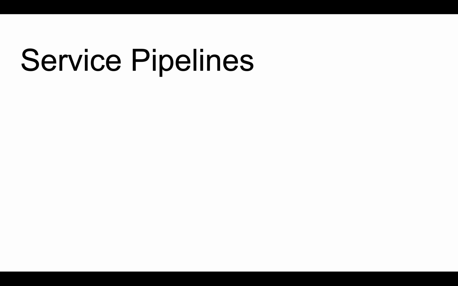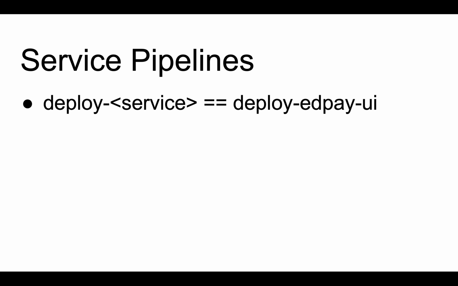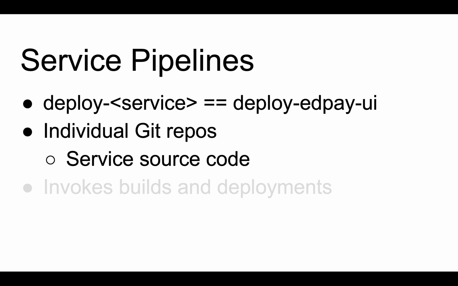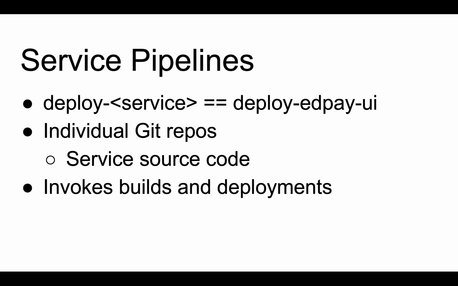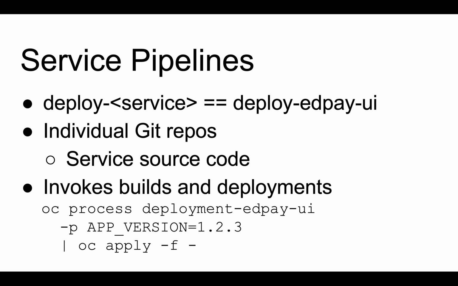So then there are the service pipelines, and they're responsible for building and deploying the individual services. And they just have a simple naming convention: deploy service name, so deploy edpay UI, deploy edpay services, deploy identity server. And they're just the individual Git repos with all of your source code, and they invoke builds and deployments. So they'll actually run a build and create a container image.